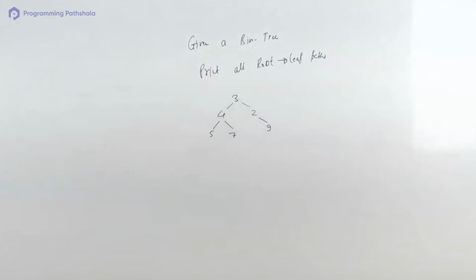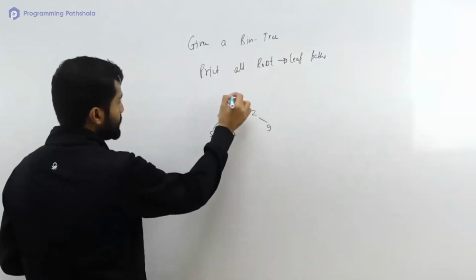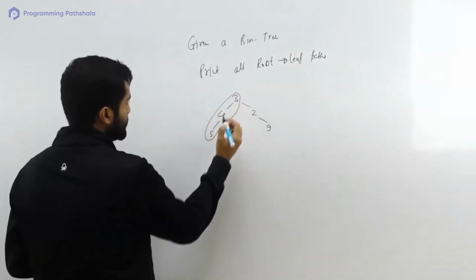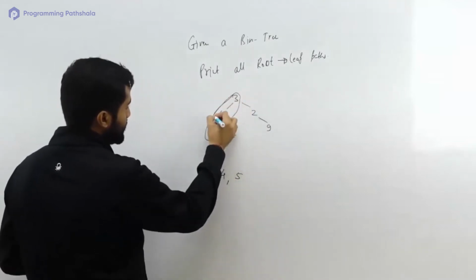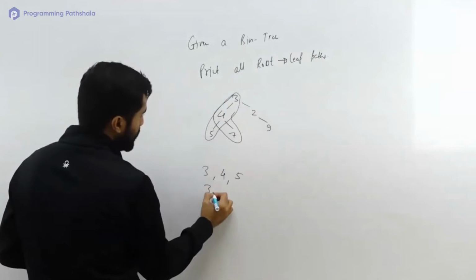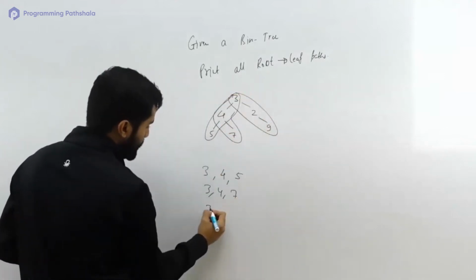Can I say that the number of root to leaf paths will simply be equal to the number of leaves? See, there is only one root, but there are multiple leaves. So this is one path: 3, 4, 5. And this is another path: 3, 4, 7. And that is the final path, which is 3, 2, 9.